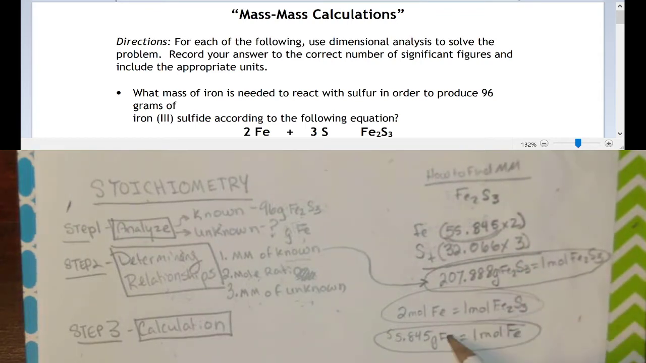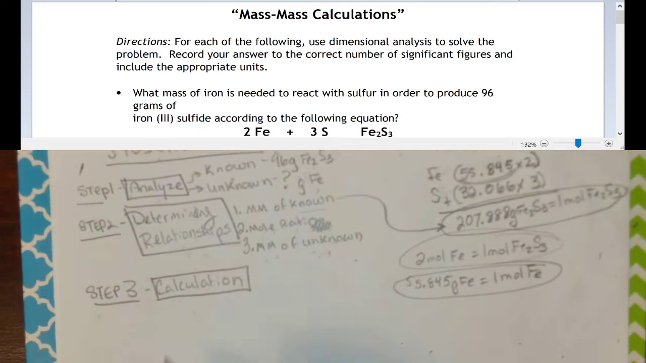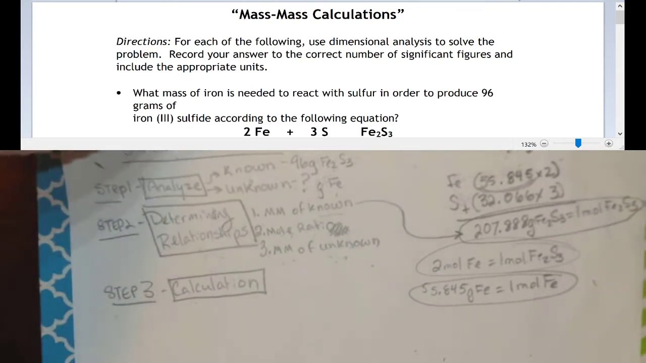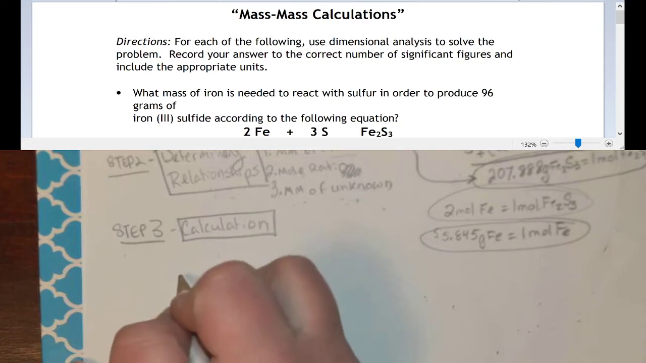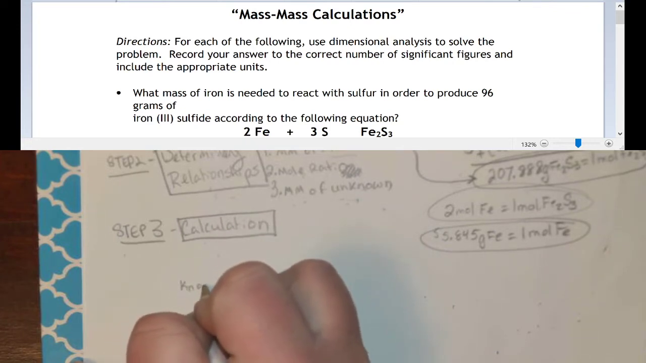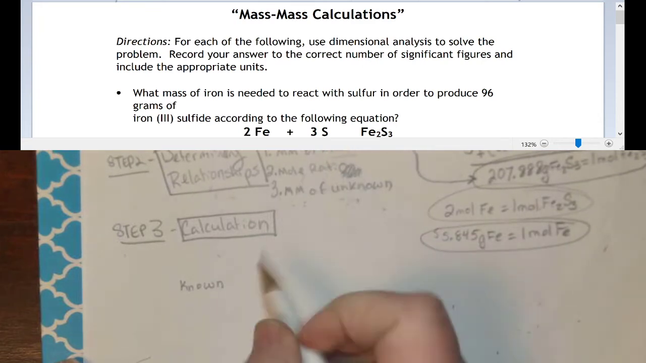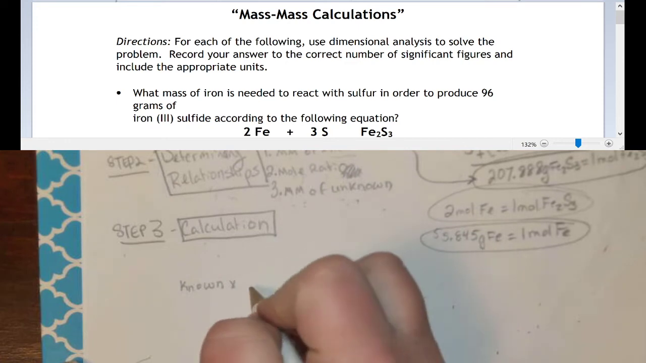These three relationships are what we are gonna turn into fractions and multiply by when we get to the calculation. As a general template, let me make a little bit more space. In your calculation, you take your known times your relationships. But since we know what our relationships are, we are going to write them down in order. We start off with the molar mass of our known.